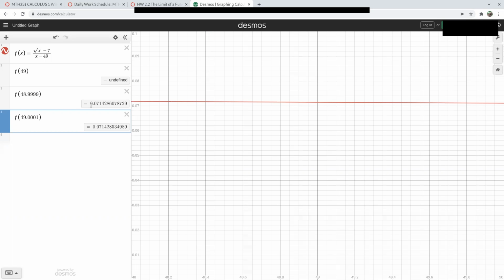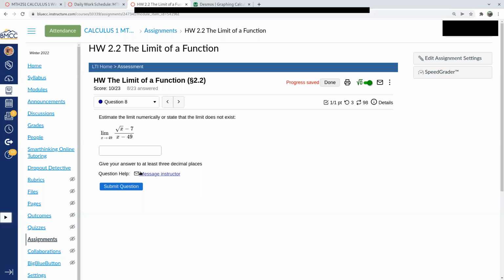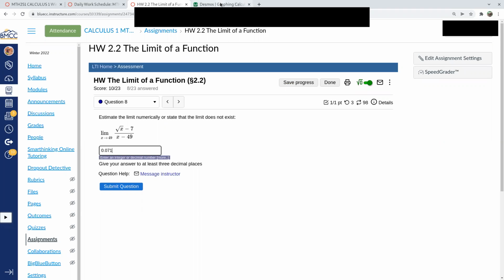So I would say that limit is about 0.071-ish. Can I do better than that? And the answer is, in this case, it turns out I can. Here's how. I do a little funky algebra on that.